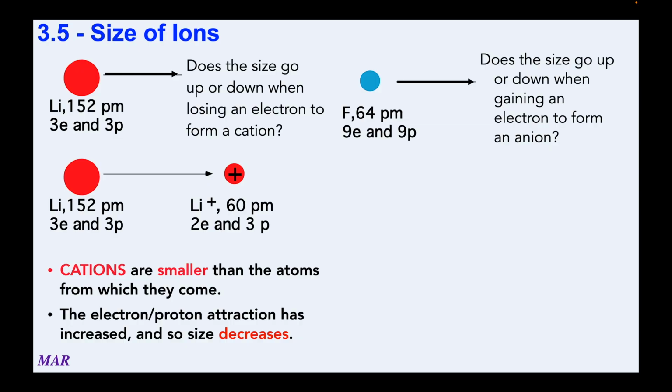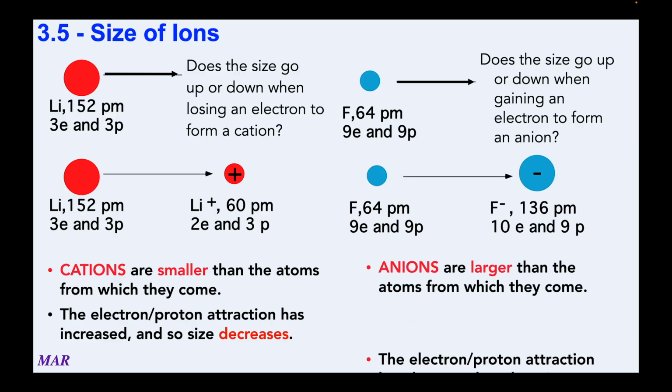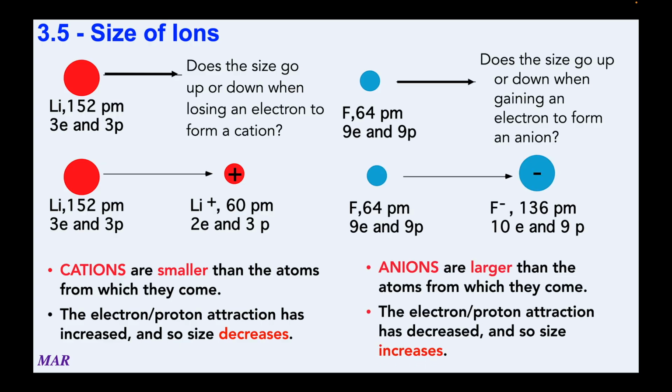However, if you're making an anion, so for example, we're going to talk about fluorine here going to F-1 fluoride, then we're going to see that those generally are bigger than the atoms they came from. So anions are bigger than the atoms they came from, while cations are smaller than the atoms they came from. And that'll be important here for a little bit.